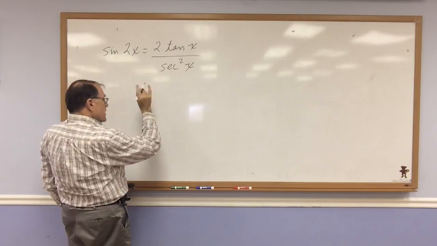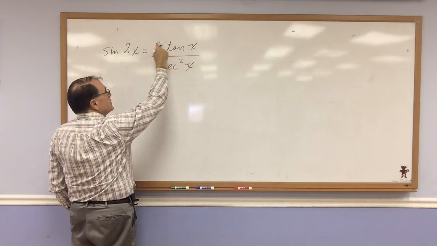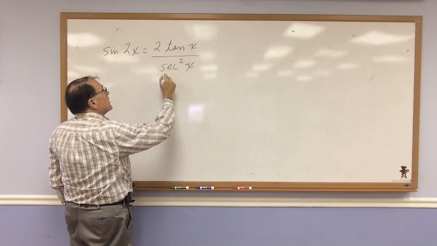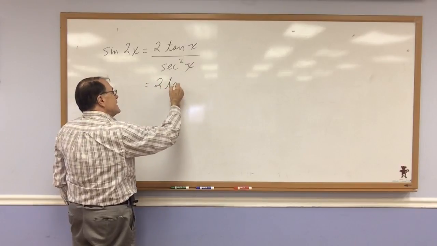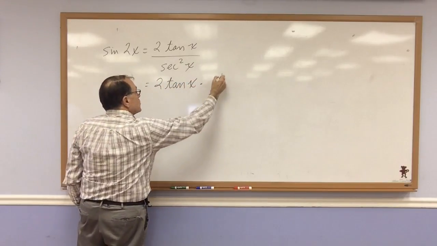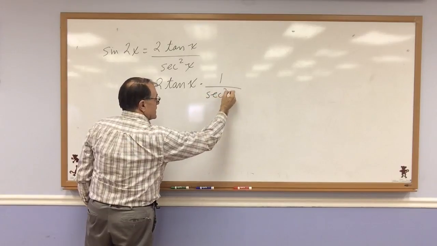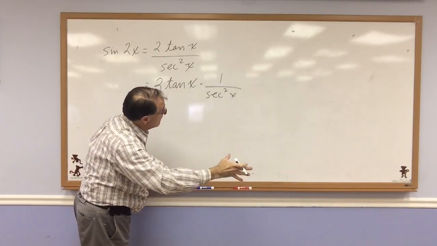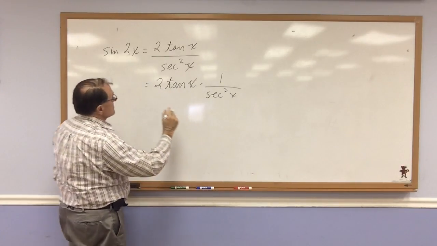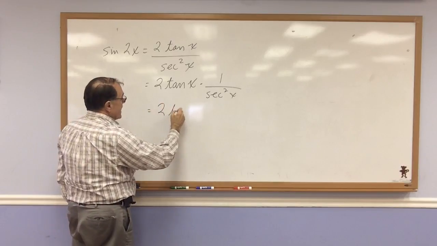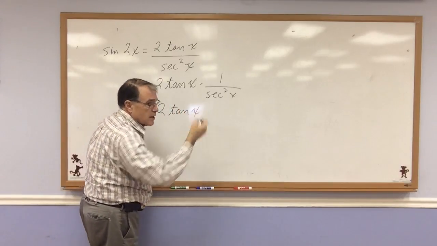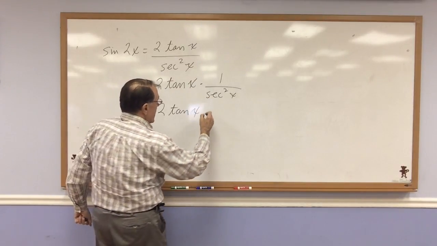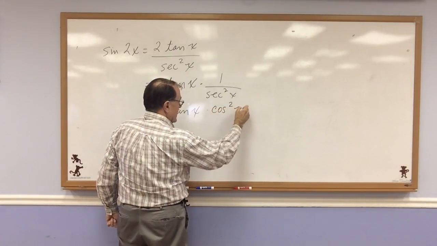Now, especially when you get into calculus, you want to look at this as 2 tangent x times 1 over secant squared x. You see, I've pulled that denominator term off to the side, perfectly legal. But now remember your reciprocals, and remember that the secant is the reciprocal of the cosine. So 1 over secant squared x would be the same as cosine squared x.